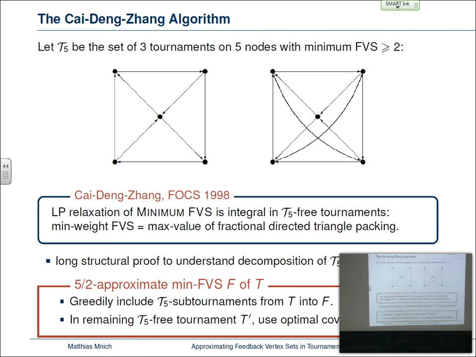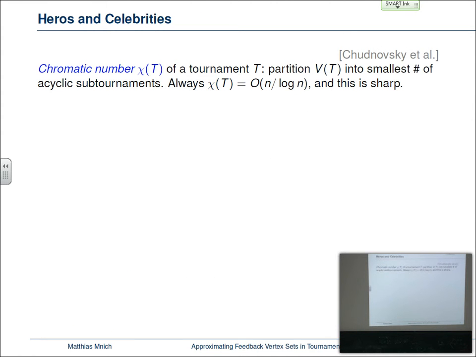And let's see. So if this works for 5/2, how can we do it? Maybe we can even use the same approach to get a 2-approximation. Yeah, that's what we would like to have. And to see if we can get a 2-approximation, we need to go to the chromatic number of a tournament or of a directed graph.